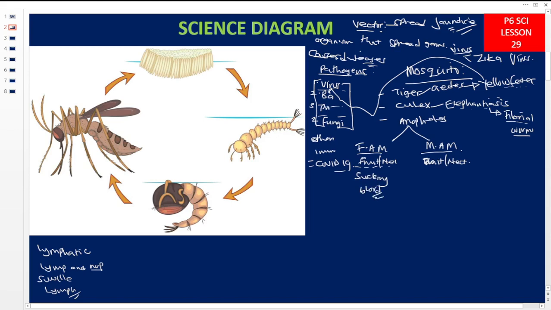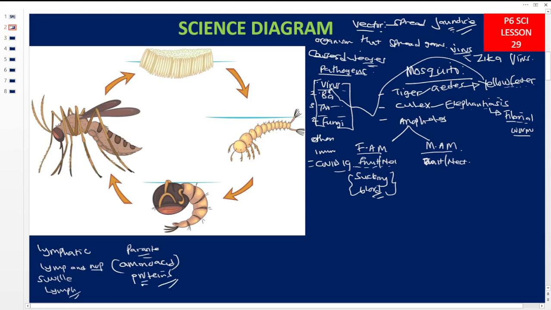So why does it suck blood? It is not sucking blood to get food from it. This mosquito is not a parasite, as you may think that it comes and sucks blood. A parasite depends on you, it means that it is using you as its food. But this mosquito does not depend on our blood, that blood is not its food. This blood contains amino acids, and these amino acids make what we call the proteins.